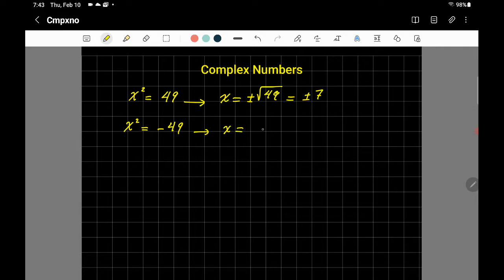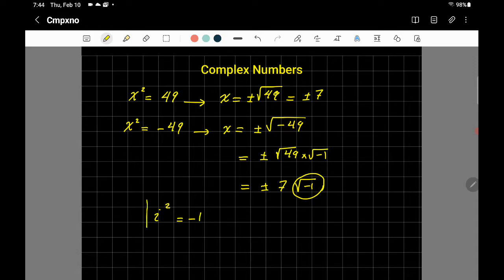We'll say x is equal plus or minus square root of negative 49. So you can break it into plus or minus square root 49 times square root of negative 1. It's equal to plus or minus 7 times square root of negative 1. What is the square root of negative 1? What is the number if you multiply it by itself, you get negative 1? Nothing. So we'll just imagine that we have a variable called i squared equal negative 1.